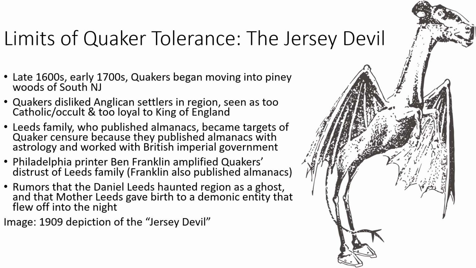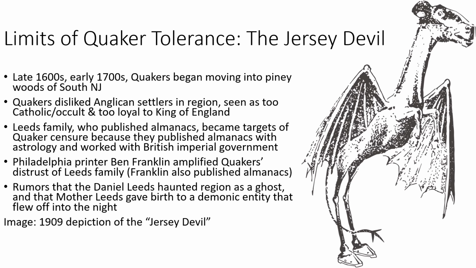Probably the most interesting and craziest instance of Quaker intolerance, though, comes in the story of the Jersey Devil. And I thought I would mention this story because students always ask me to share more creepy and spooky stuff when I'm doing my class. So in the late 1600s and early 1700s, the Quakers began moving out of Pennsylvania and eastward into what is now New Jersey, into the Piney Woods region in the southern part of Jersey.